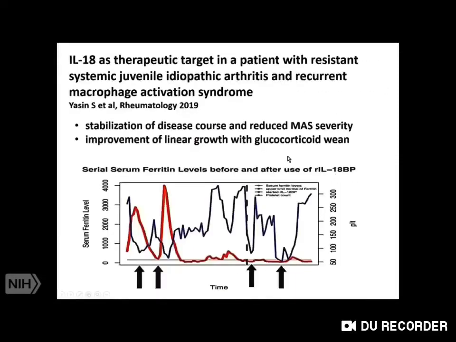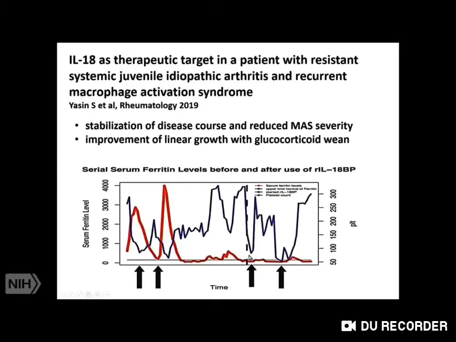This is again a patient from Alexi, which was reported, I guess, a few weeks ago. A patient with severe, persisting systemic JIA and recurrent and refractory episodes of MAS. And what you can see here, following the beginning of IL-18 binding protein, there were MAS episodes. This is platelet counts, and thrombocytopenia developed.